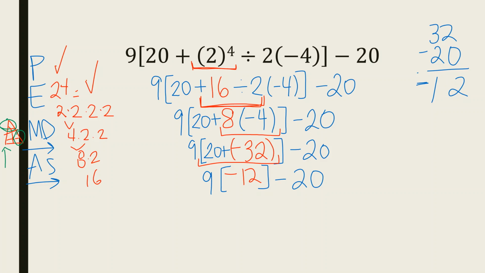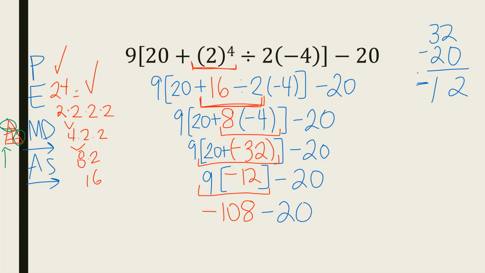Now we're done with the parentheses. So if we were to read it from left to right, we have 9 times negative 12 minus 20. So we have multiplication first. So let's do 9 times negative 12. Remember, positive times a negative will give us a negative product. 12 times 9 is 108. And bring down minus 20.